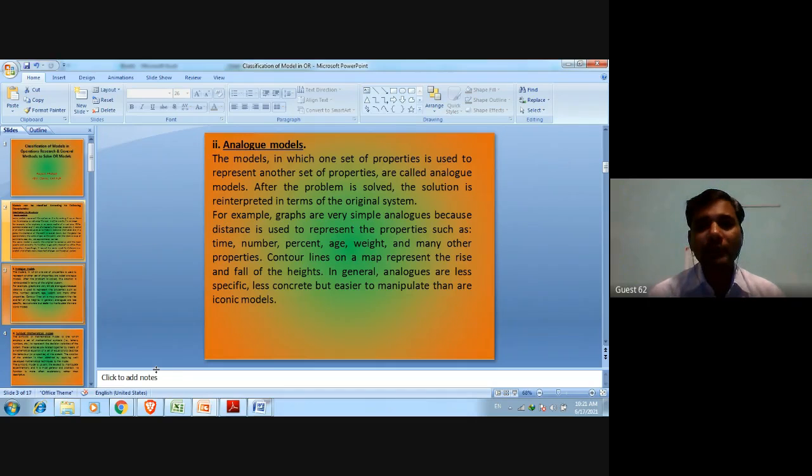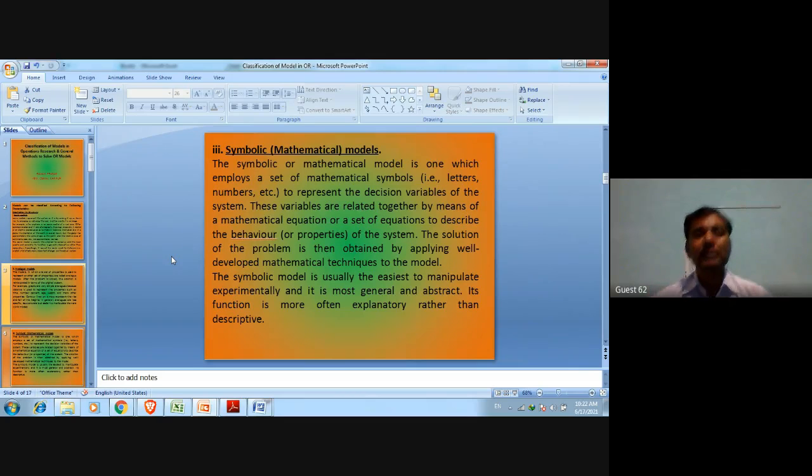But these models can be easily manipulated. How? If you change any value, your graph will change according to that value. So these are easily manipulated. These types of models are called analog models. And the next one is symbolic. Symbolic or mathematical model means you have to represent your information in symbols.